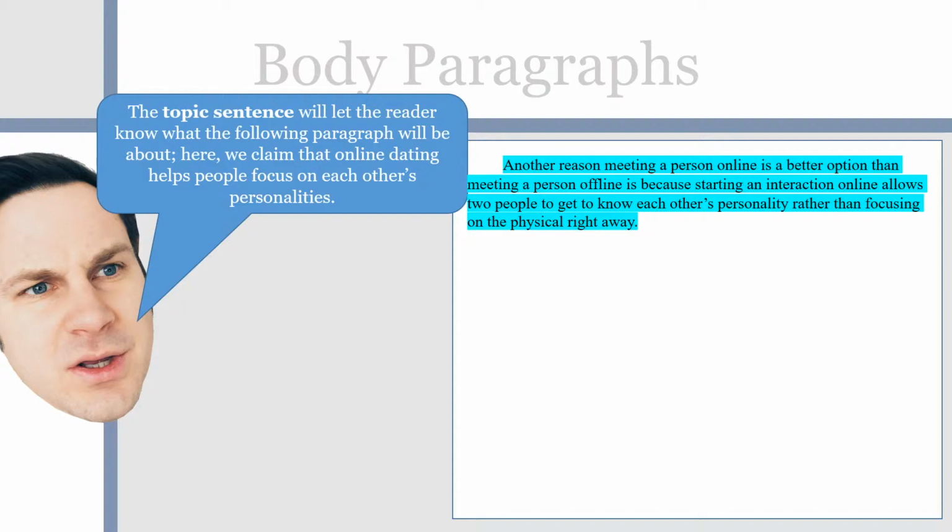Here, we claim that online dating helps people focus on each other's personalities. Another reason meeting a person online is a better option than meeting a person offline is because starting an interaction online allows two people to get to know each other's personality rather than focusing on the physical right away.